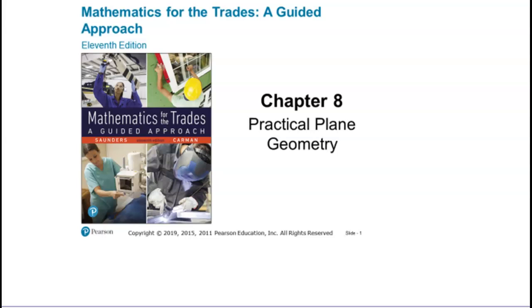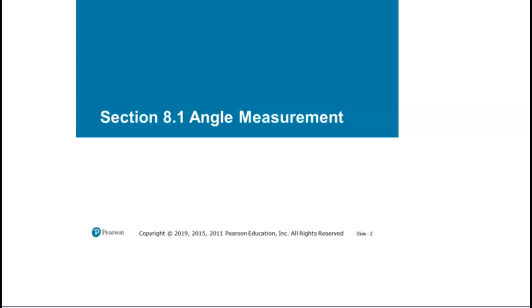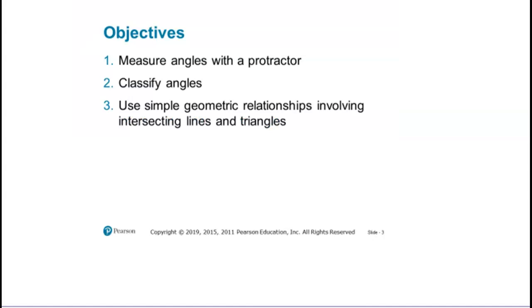This recording will be looking at Chapter 8, and we'll be looking at geometry today. And specifically, we're going to look at angle measurement. Our objectives are going to measure angles, but we're not going to use a protractor. That's something that you probably have done in the past because this is an online course. We'll be talking about measured angles, but we won't be using a protractor. We will be talking about angle classifications and using simple geometric relationships involving intersecting lines and triangles. And that's going to be really the most important part as we build up to the next section.